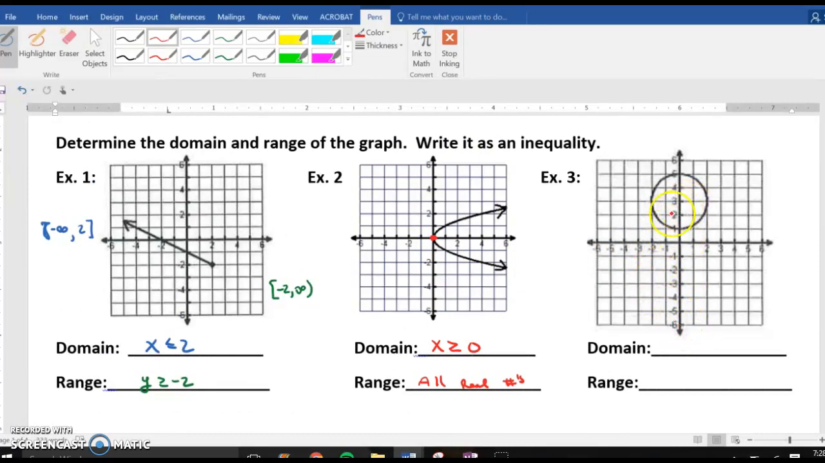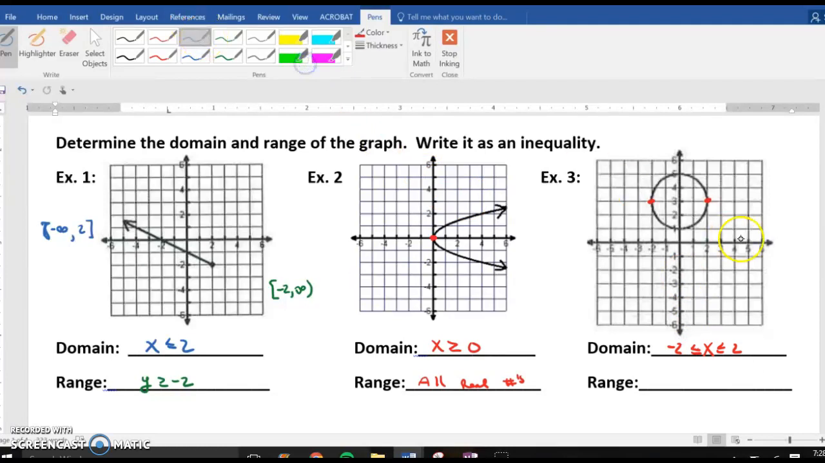Example 3, the domain here. If I look from left to right, what does this graph cover? The farthest left it goes is at -2, and the farthest right it goes is at +2. So the domain is between two numbers, and we always put the big number on the right and the small number on the left, because we're writing a compound inequality. So x is greater than or equal to -2, but less than or equal to +2.